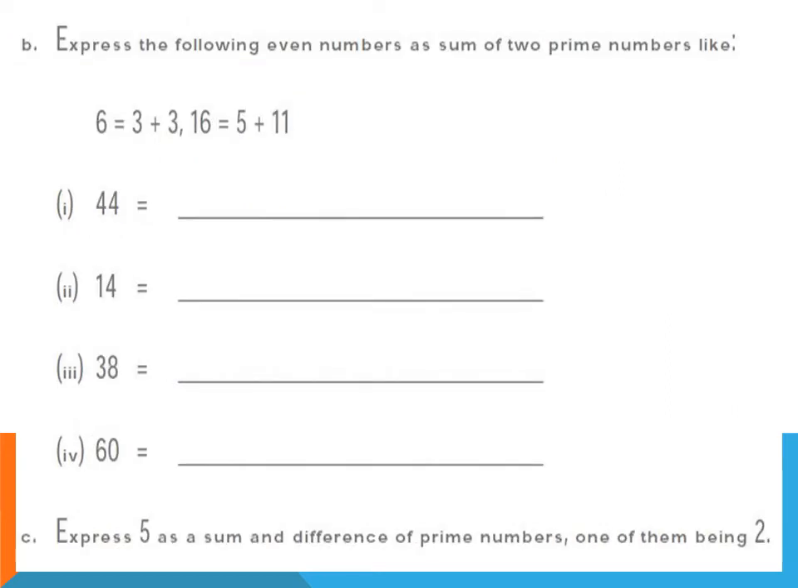Module 3, question number B. Express the following even numbers as a sum of two prime numbers, like 6 equals 3 plus 3, 16 equals 5 plus 11, like that. Pause the video, try to do this yourself. Question number C. Express 5 as a sum and difference of prime numbers, one of them being 2. Pause the video, try to do this yourself.